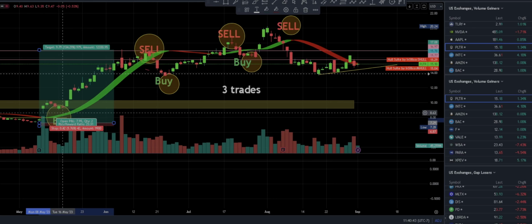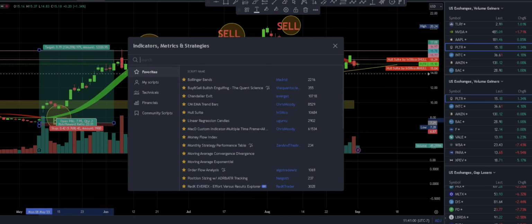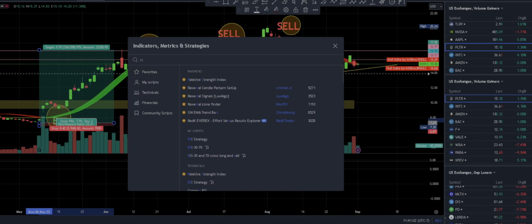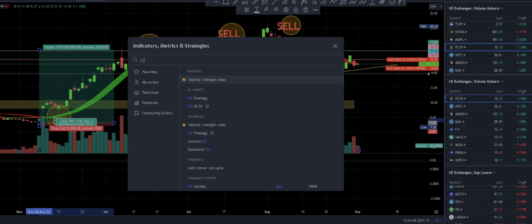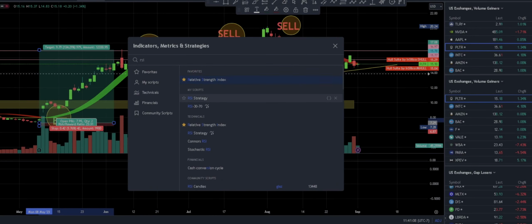Because why? Because we are above the Hull Suite ribbon, which is still showing an uptrend and it's showing a good area to follow up. I'm sure if you bring up RSI as another confirmation, that would have also helped you decide if you should actually take it.